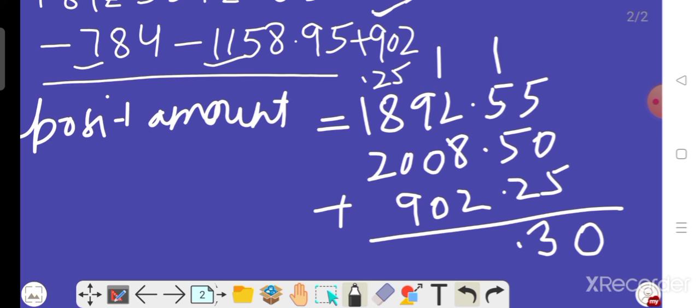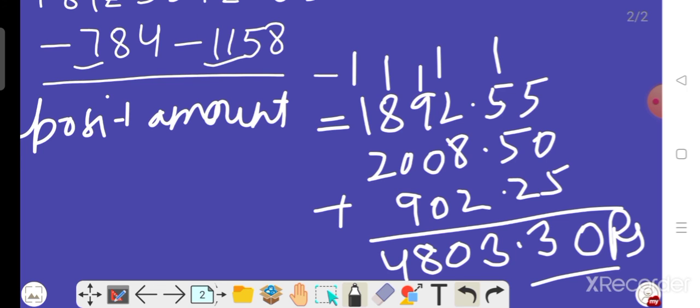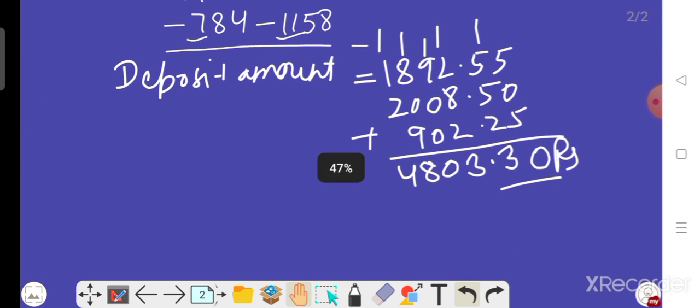1 plus 2 is 3, 3 plus 8 is 11, 11 plus 2 is 13, again we have 1 as carry. 9 plus 1 is 10, again we have 1 as carry. So 8 plus 1 plus 9, 8 plus 1 is 9, plus 9 is equal to 18, and we have 1 again as carry. So 1 plus 1 is 2, 2 plus 2 is 4. So this is the total amount deposited by Rohit in the account. Okay, this is the total deposit amount. Now we will calculate the withdrawal amount.